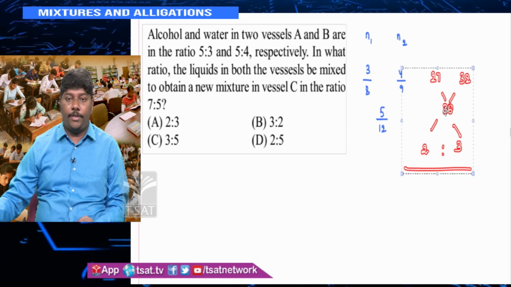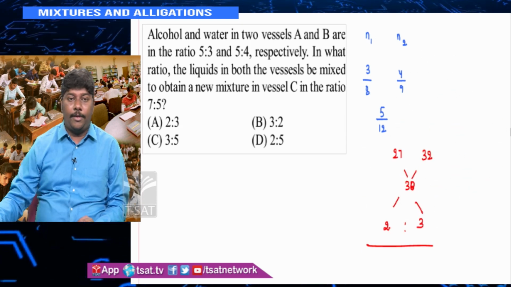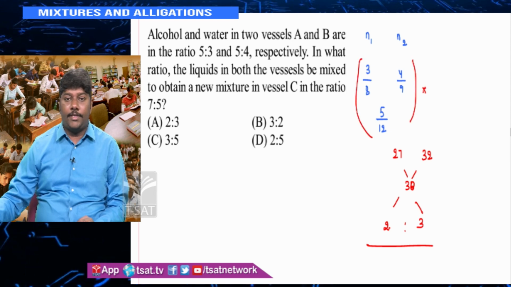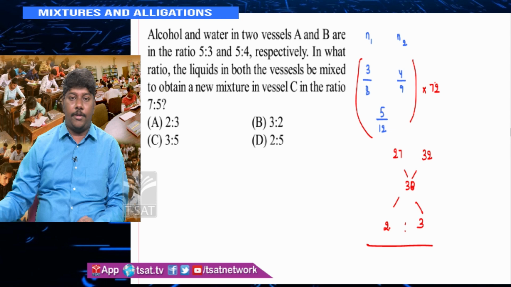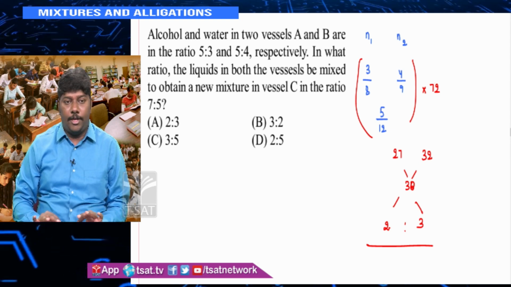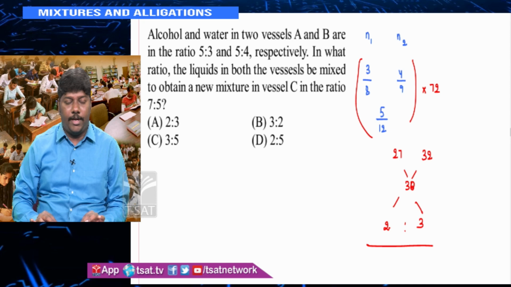I am multiplying everything with what? I am multiplying everything with 72. How do I get this 72? The LCM of all the denominators, LCM of 8, 9, 12, that is 72. So, just do the LCM of all the denominators and multiply everything with the LCM. You will get the answer.